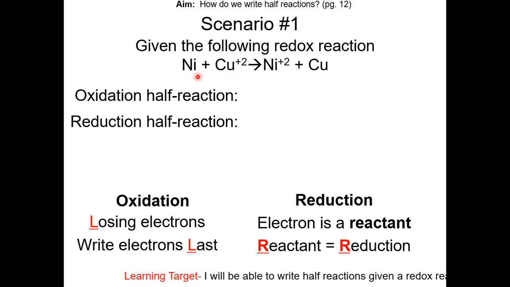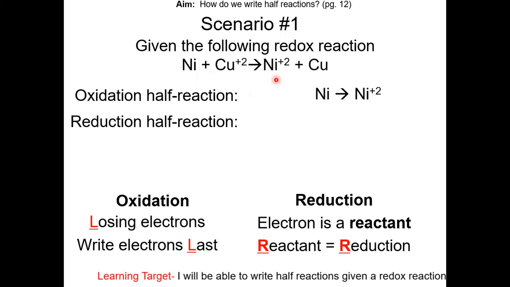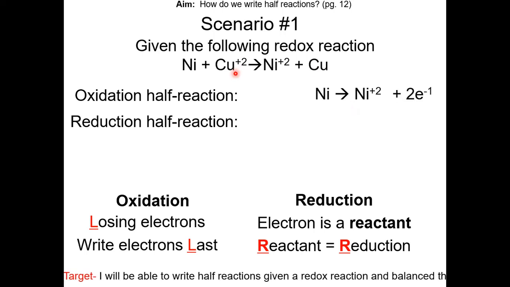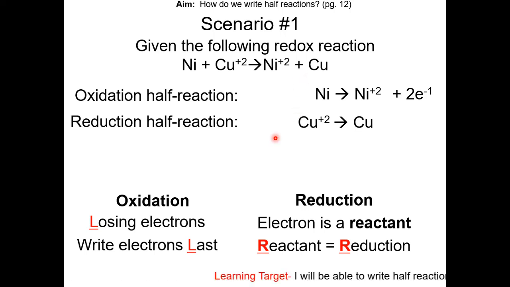So let's write nickel first. Nickel is going from nickel 0 to nickel 2+. It loses 2 electrons, so we write the 2 electrons on the product side. Copper is going from copper 2+ to copper 0. It gained 2 electrons, so we write the electrons on the reactant side.